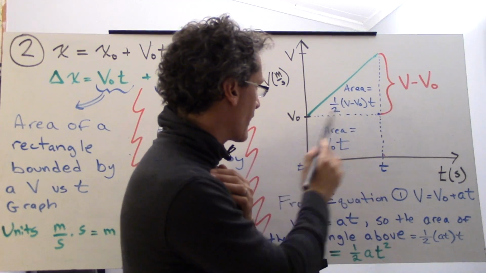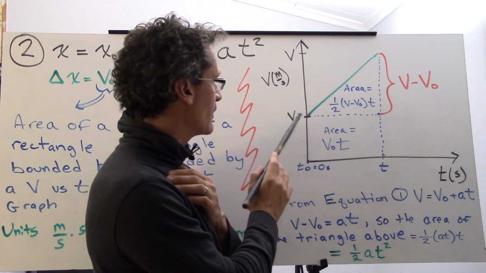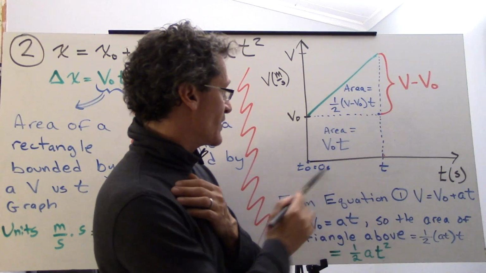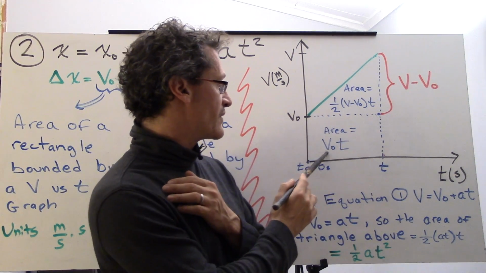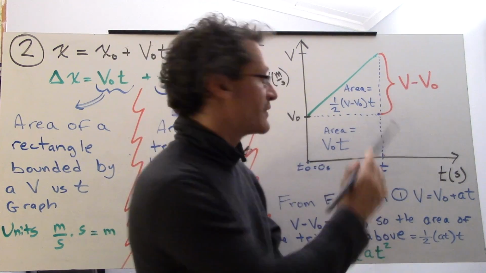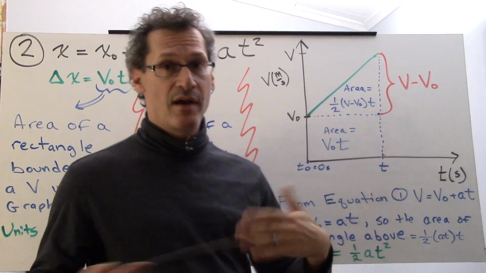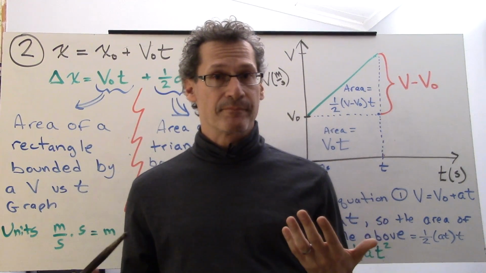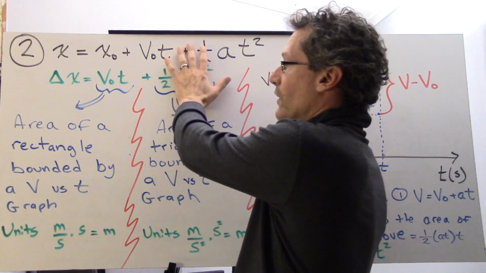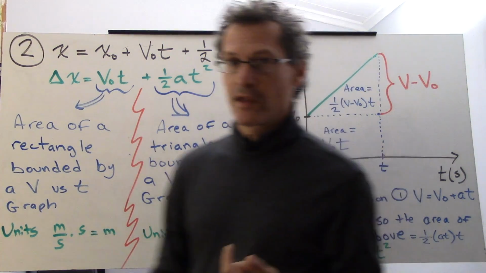So the area here is base times height. It's a rectangle. So v naught times the base, which is t, is the area, and this is v naught t. That would, if there were no acceleration, if this were just going at a constant velocity known as v naught, then this would be the displacement of that motion, okay, of that object. And so if we block out the acceleration, that's what we get. Displacement is v naught times t, okay?